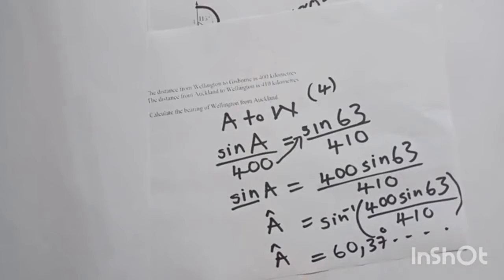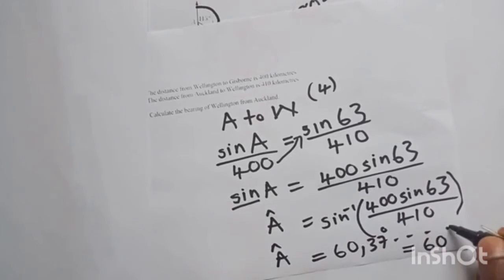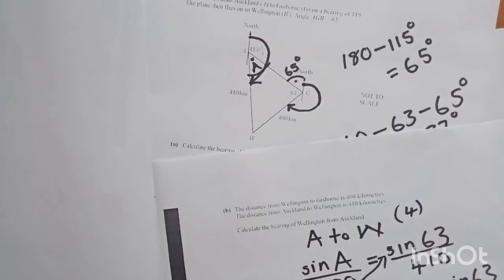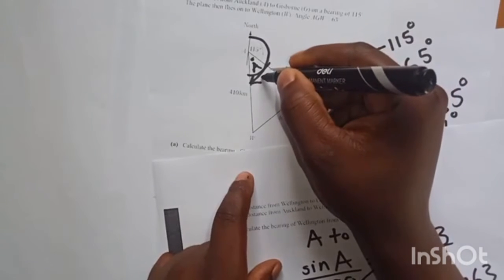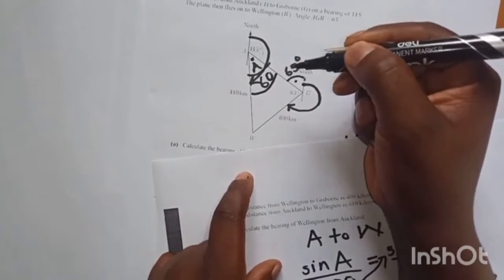degrees, right? So like what I told you before, bearing questions normally require you to give your answer correct to the nearest degree. So let me take angle A as 60 degrees, which is not our final answer, but 60 is part of the final answer, right? So this angle inside the triangle at A is representing 60 degrees.